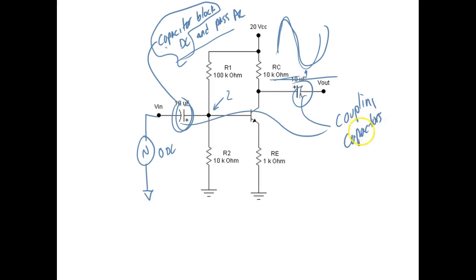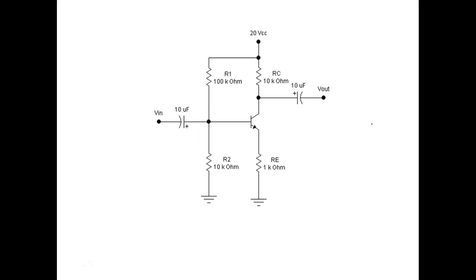So what do they do? They allow the AC to couple through into a DC amplifier, and we couple it out. And we're going to look at another one. So let's see how we calculate this, guys. Well, what we're going to do is we're going to calculate this like this.